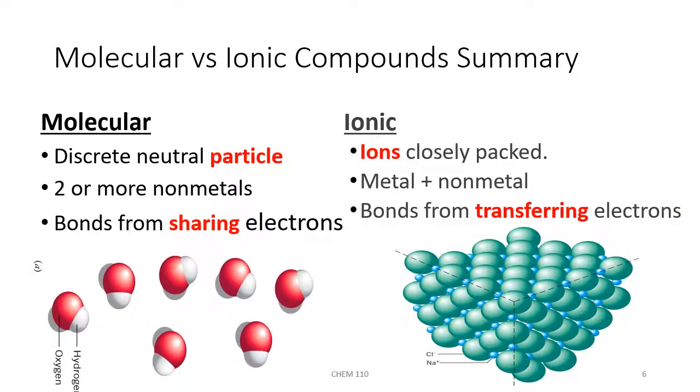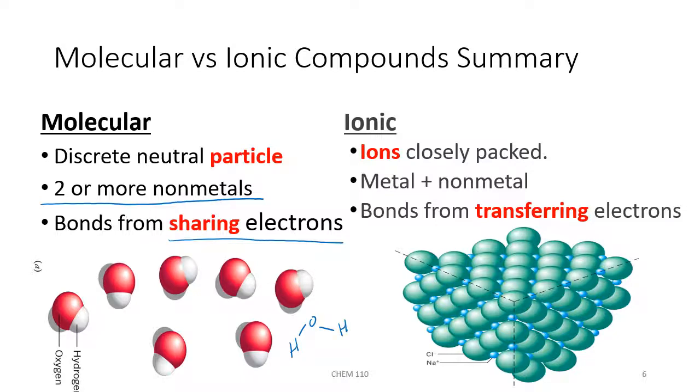So to compare molecules or molecular compounds against ionic compounds, molecules are neutral particles that are made up of two or more nonmetals together. So the elements will always be from the upper right-hand corner of the periodic table. The bonds between a molecule are formed by sharing electrons. You can think of a molecule as something you could draw a Lewis structure for, such as water, H2O.